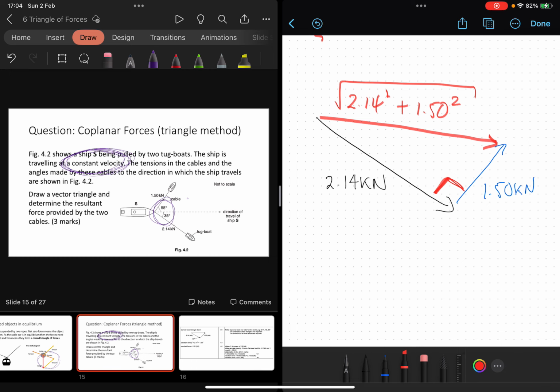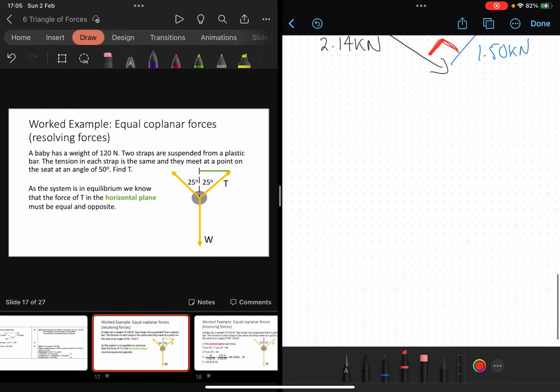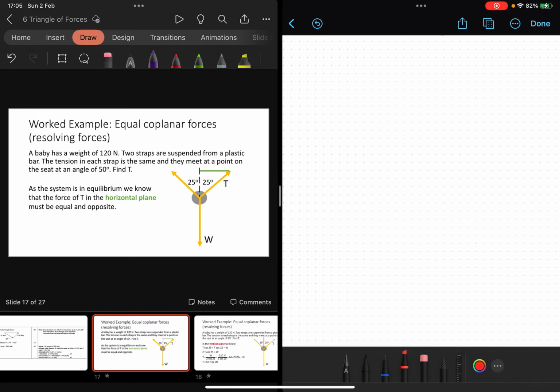Okay, so that's the graphical method. Now, it's a little bit time consuming. Sometimes you might have to do it, but it's one of the two ways of approaching this. As I said to you, more typically, you're going to be resolving vectors. So let's have a look at the example that you've got in front of you now.